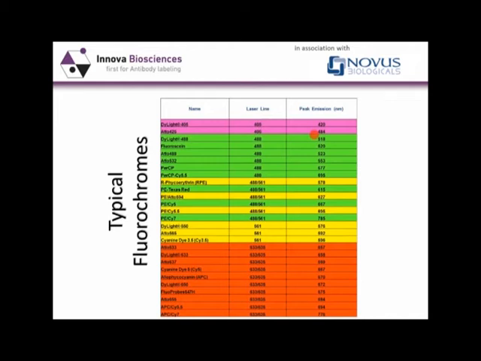So it means that if you have a cell which is labeled with a fluorescent dye, say DyLight 488, and you excite that cell at 488 nanometers, and you can then detect the emission at 518, that will define the labeling of that cell with that particular fluorophore.